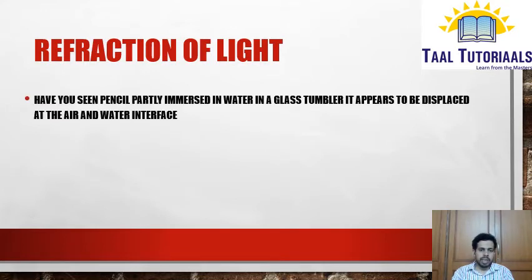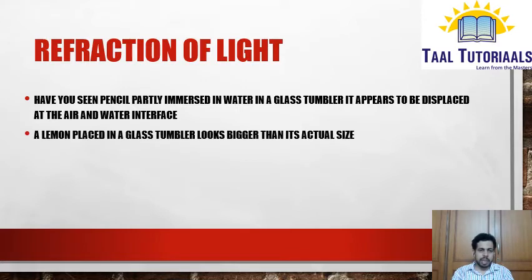Have you seen a pencil partly immersed in water in a glass tumbler? It appears to be displaced at the air and water interface. I think you all can perform this at home. You take a glass tumbler, half filled with water, and keep a pencil inside. At the interface between air and water, the pencil looks as if it is bent or broken. That is because of refraction of light.